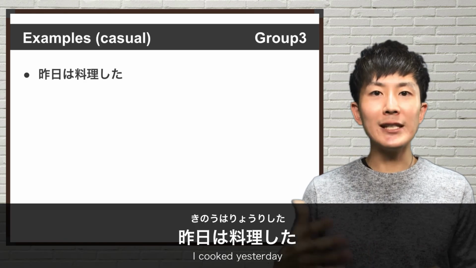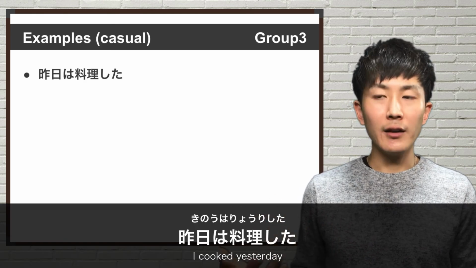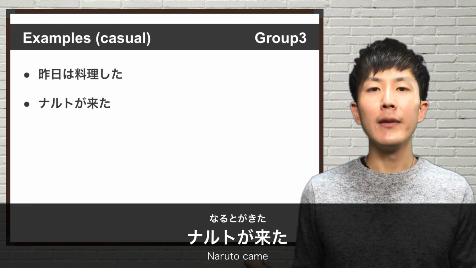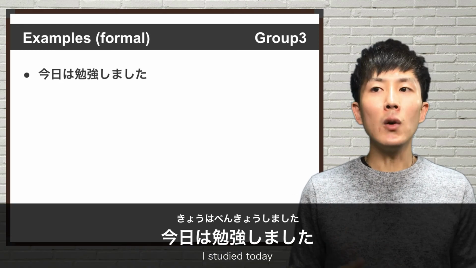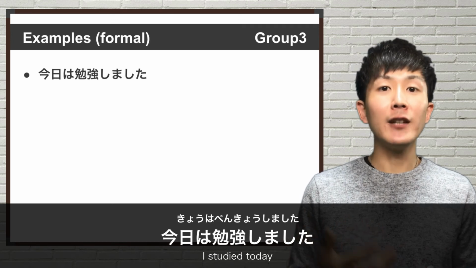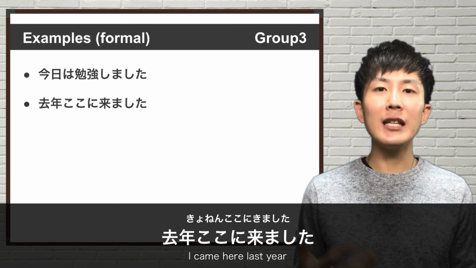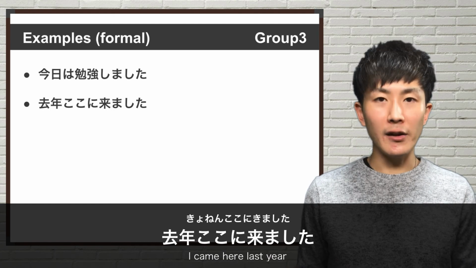昨日は料理した. I cooked yesterday. ナルトが来た. Naruto came. Formal expressions. 今日は勉強しました. I studied today. 去年ここに来ました. I came here last year.